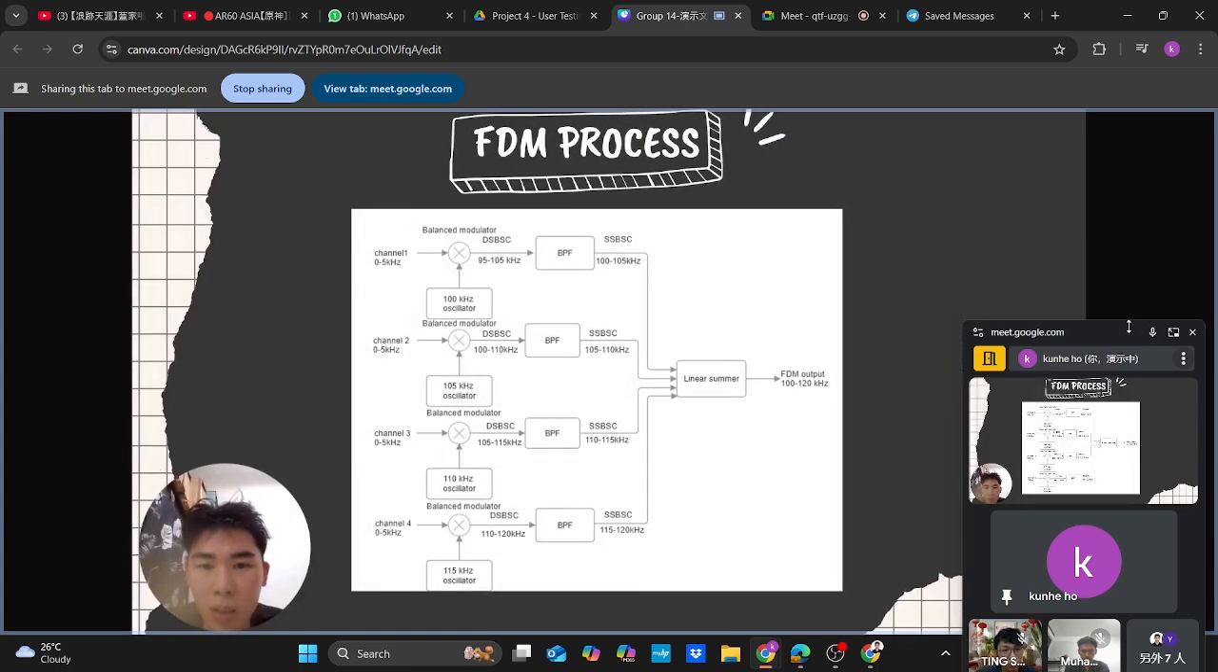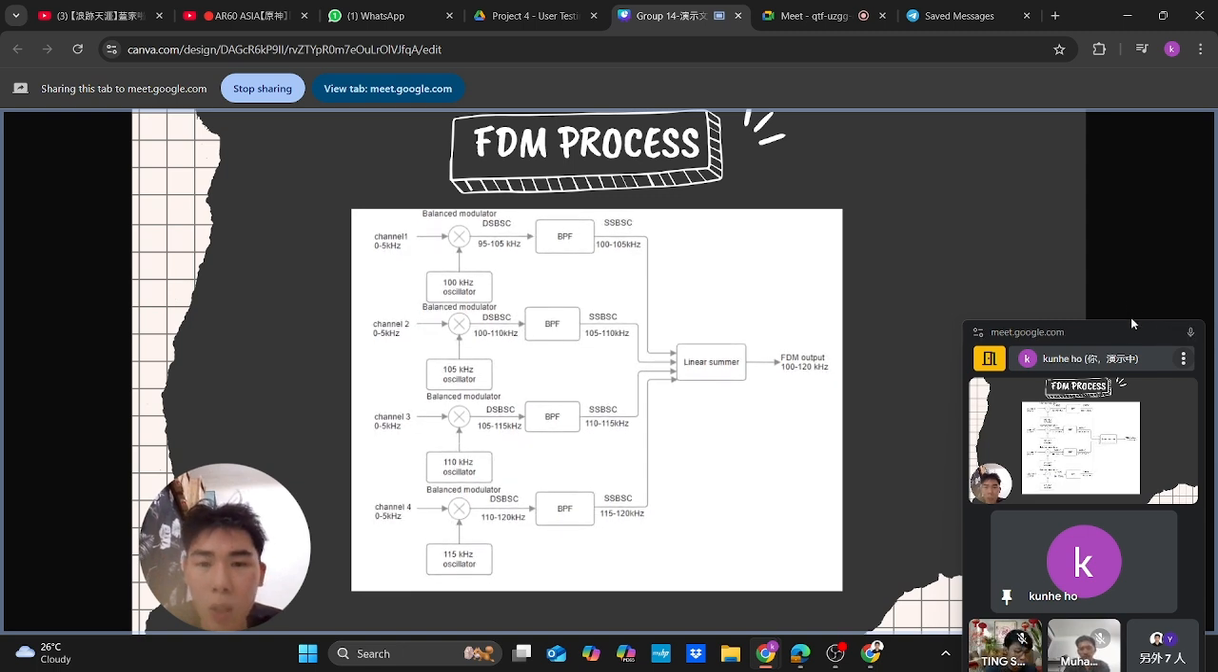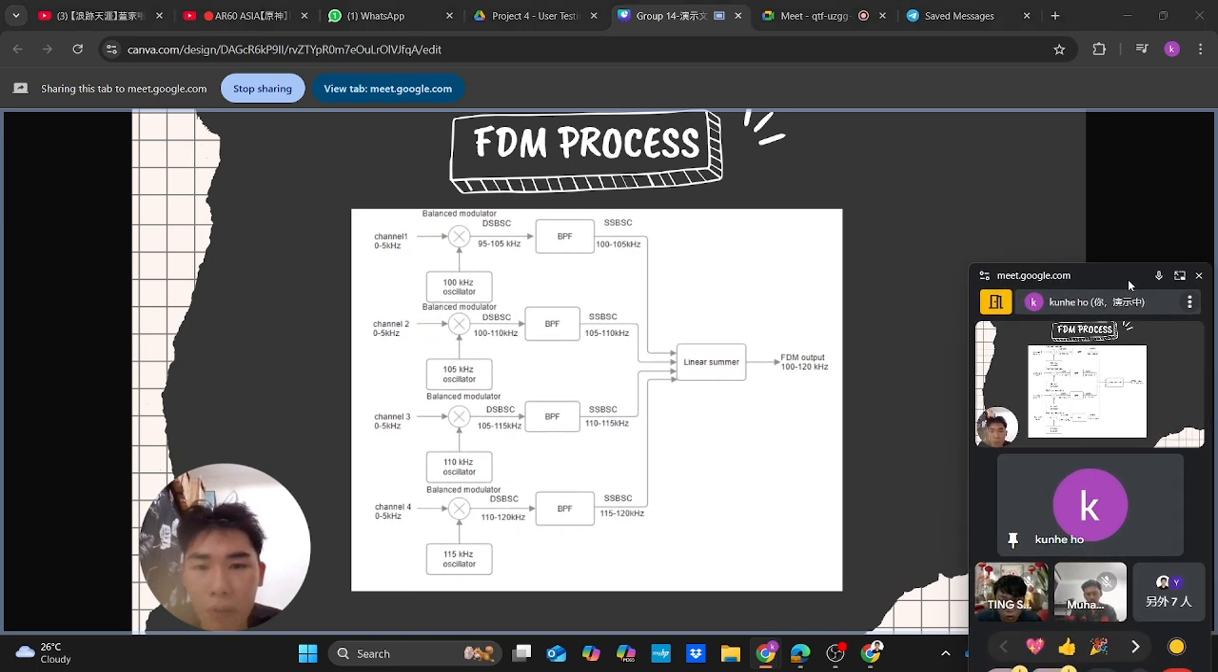Good evening, everyone. Now I talk about the FDM process. We already know what the FDM is. With the FDM, multiple sources with the same frequency spectrum are converted into a different frequency band and transmitted over a single transmission medium. This slide is an example of the FDM system.